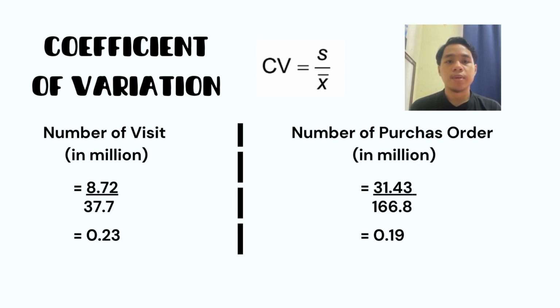Lastly, the coefficient of variation. The coefficient of variation formula is standard deviation divided by the mean. For the number of visits, 8.72 million divided by 27.7 equals 0.23 millions. And for the number of purchase orders, 31.43 millions divided by 166.8 equals 0.19 millions. So we can conclude that the number of visits has more relative dispersion than the number of purchase orders, because its coefficient of variation is higher.